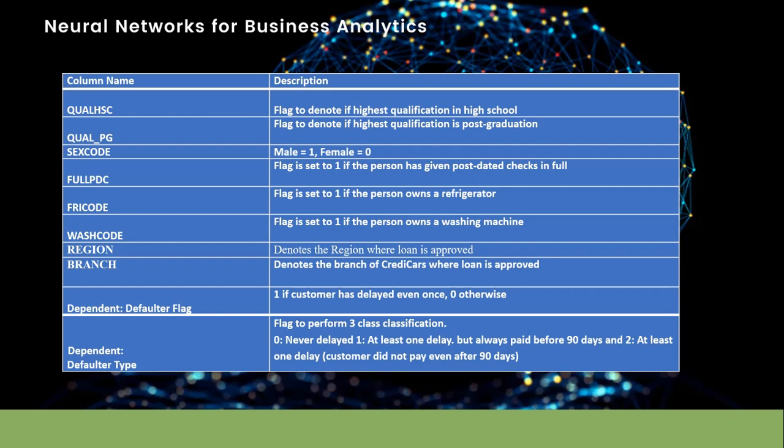And then we have a categorical dependent variable with 3 categories. The category 0 is when the client has never delayed. The category 1 is when there is at least one delay but always paid before 90 days. And the category 2 is with at least one delay and the customer did not pay even after 90 days.